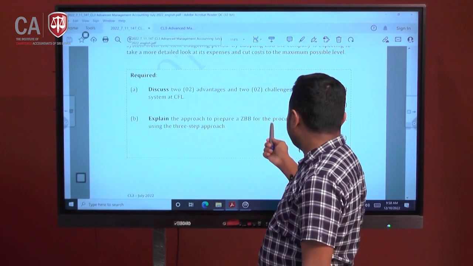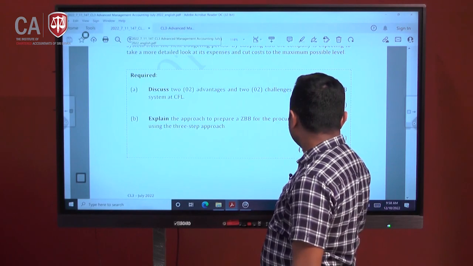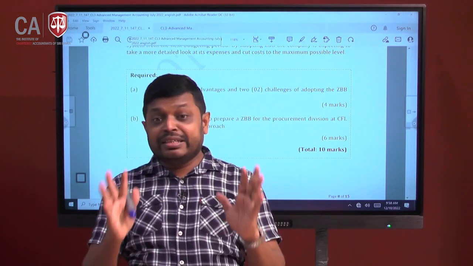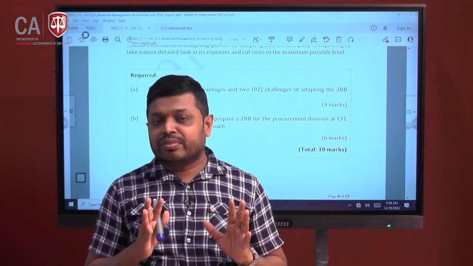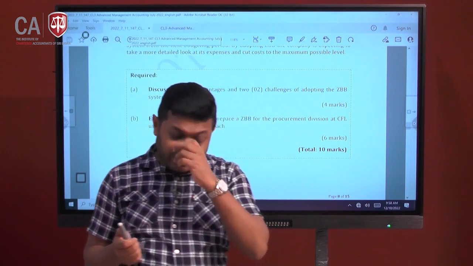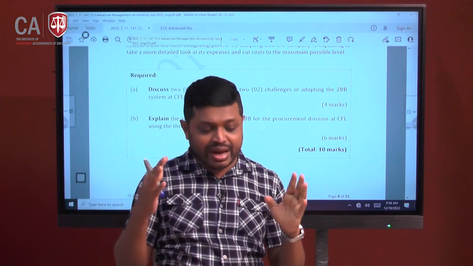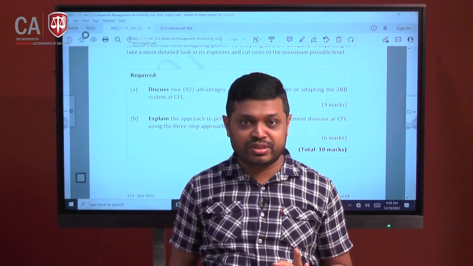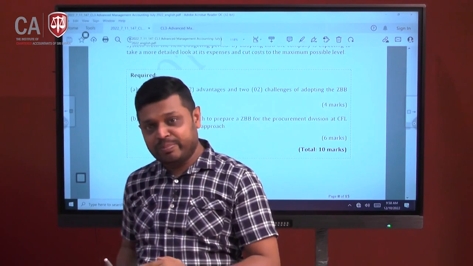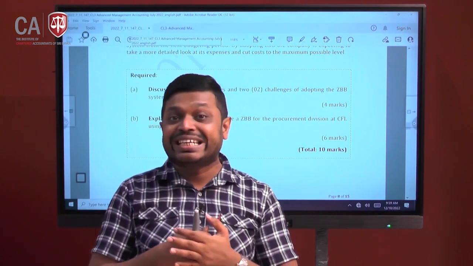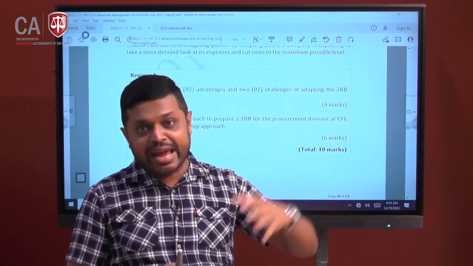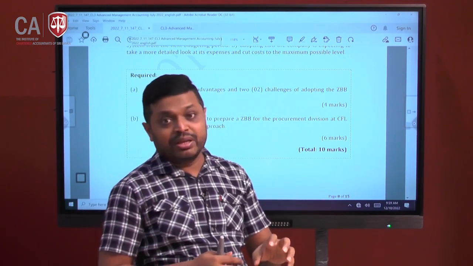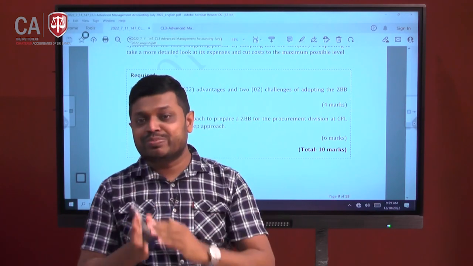Explain the approach to prepare zero-based budgeting for the procurement division at CFL using the three-step approach. There is a three-step approach in zero-based budgeting. First one, you have to define the decision packages, or identify the alternatives, right. Second step, you have to evaluate them, find the most critical activities, and rank them. You have to evaluate the criticality, the most important activities, and rank them. Third, allocate the resources based on ranking.